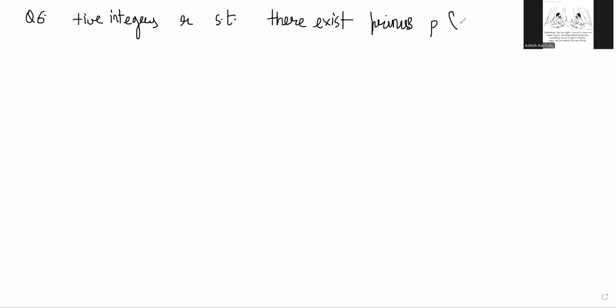One second. Let me see the question. Find all positive integers R such that there exist primes P and Q such that R square is equal to P square plus PQ plus Q square.